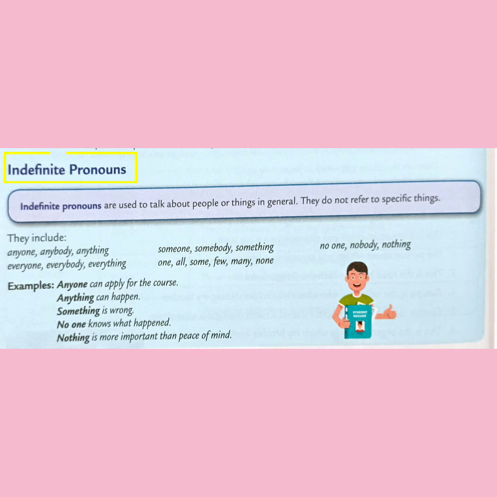The next pronoun is indefinite pronouns. Indefinite pronouns are used to talk about people or things in general. They do not refer to anything specific. The indefinite pronouns include anyone, anybody, someone, no one, nothing, one, many, etc. For example, anyone can apply for the course, which means that it is not specified who can apply and who cannot. Any person can apply for the course.